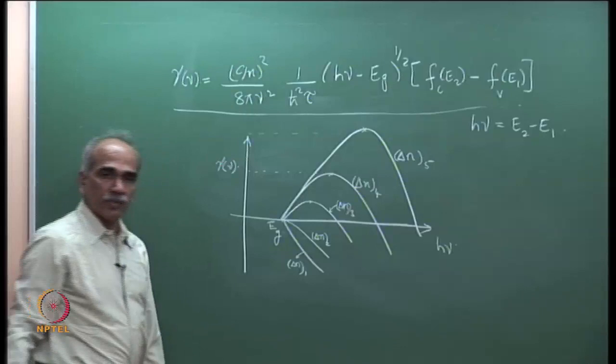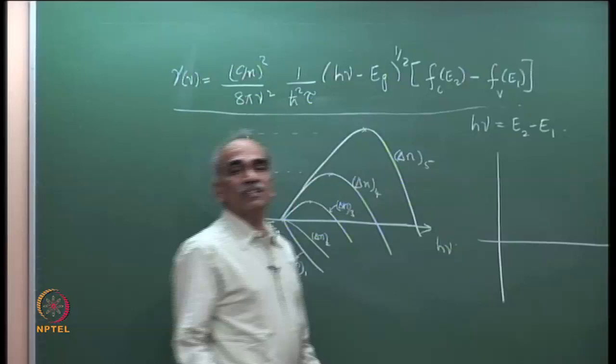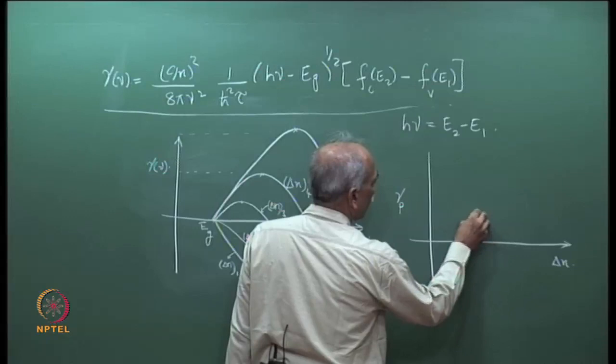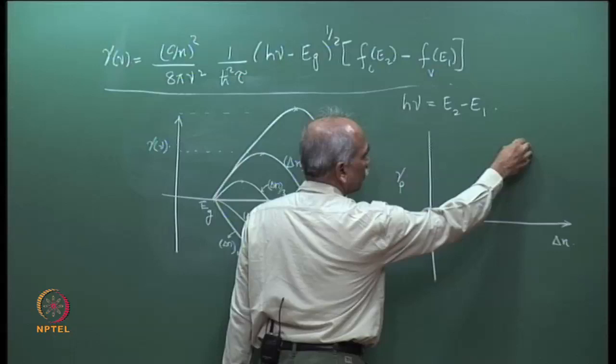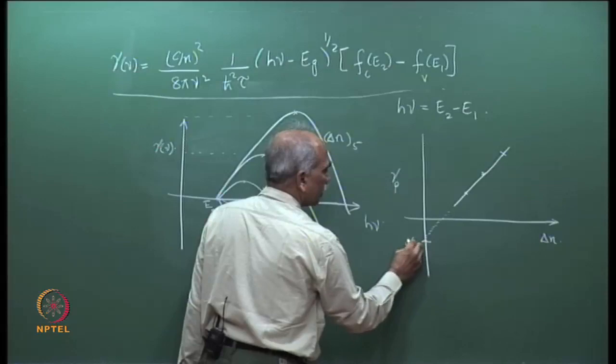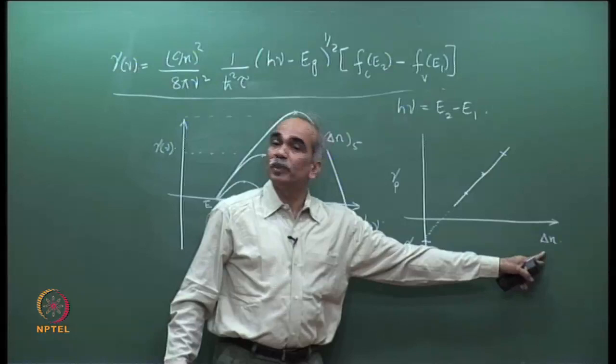The peak gain coefficient, if you plot this gain coefficient, the second curve, what it shows is, this is not theoretical, this is in practice, it is found that gamma p, if you plot for different values of delta n, then they all form almost a straight line. The peak value, and this quantity here is alpha a. When delta n is 0, which means you are not pumping, there is no excess carrier concentration in the semiconductor, this is the absorption coefficient alpha a.